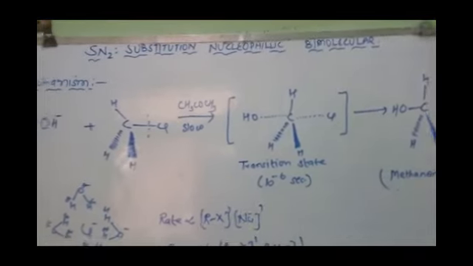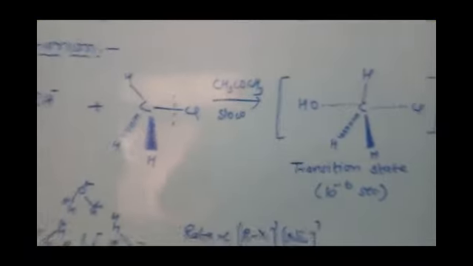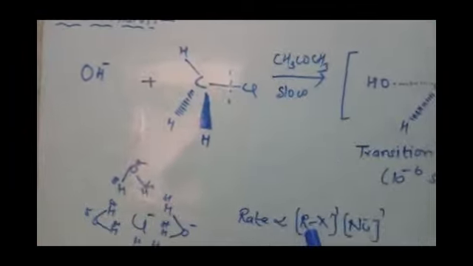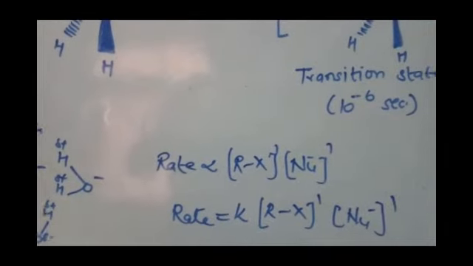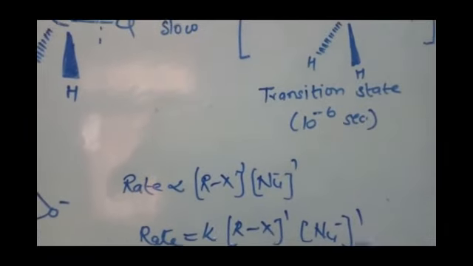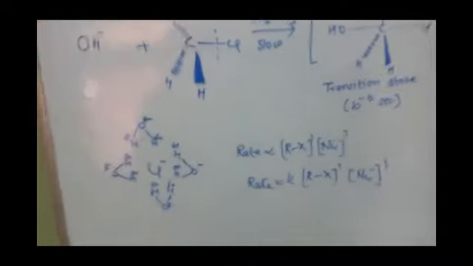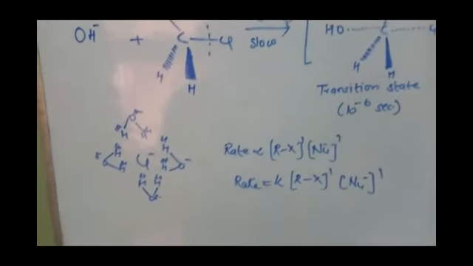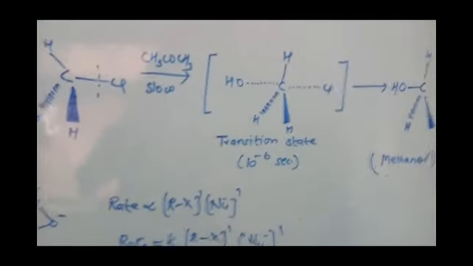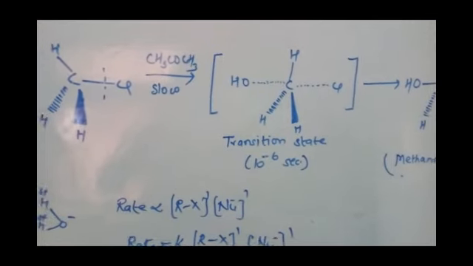Second, it is bimolecular. Now the rate of reaction depends upon both the alkyl halide as well as the nucleophile, right? Or we can write rate is equal to k [RX]^1 [nucleophile]^1. So 1 plus 1 is 2, hence this is a second order reaction. It means if you double the concentration of the nucleophile as well as of the alkyl halide, then the rate will become 4 times. Got it? So that is the third characteristic, that it's a second order reaction.